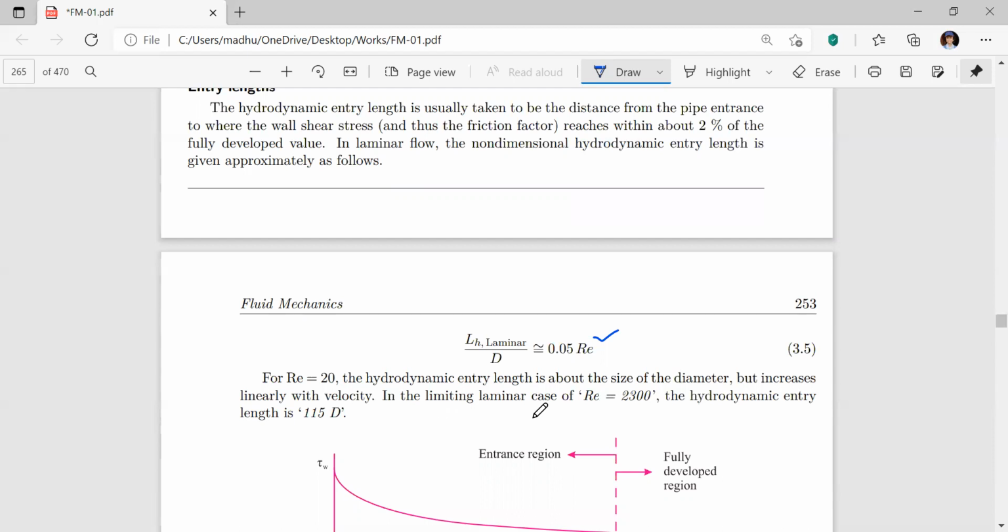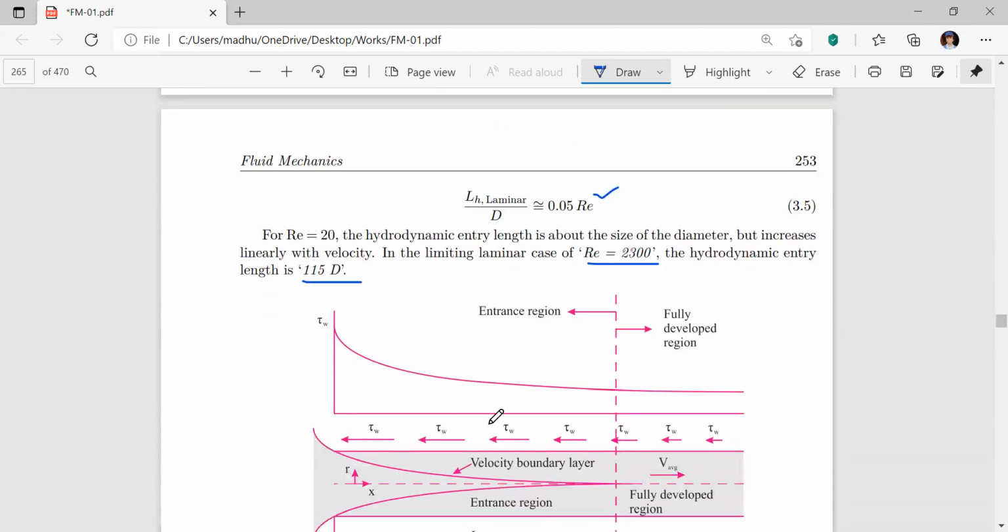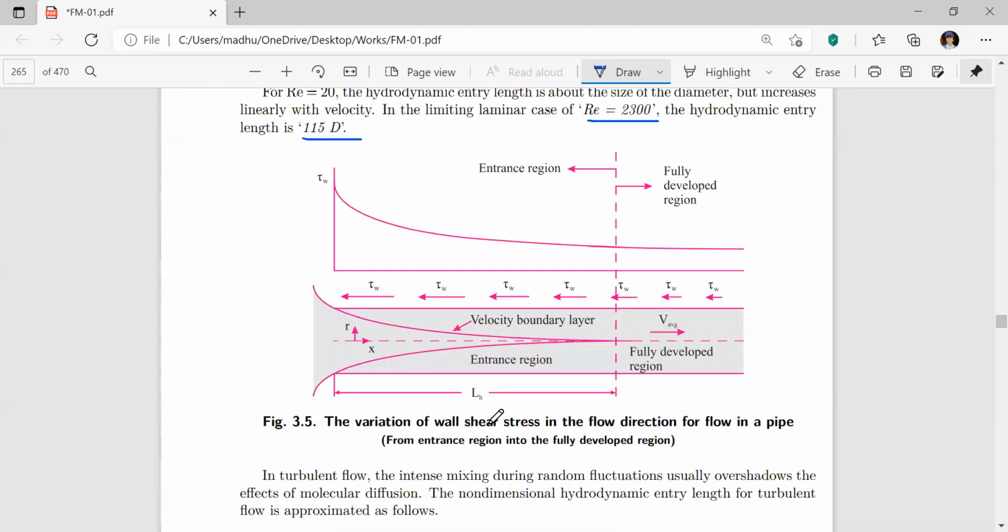In the limiting laminar case of Reynolds number 2300, the hydrodynamic entry length is 115 D. So these are the values obtained from the experiment. Now this is the figure which shows the variation of wall shear stress in the flow direction for the flow in a pipe. Now you see that the velocity boundary layer line is like this, and this region up to the dotted line is the fully developed region. At the wall there is a shear stress tau W, and at the center there is the average velocity V of the fluid.